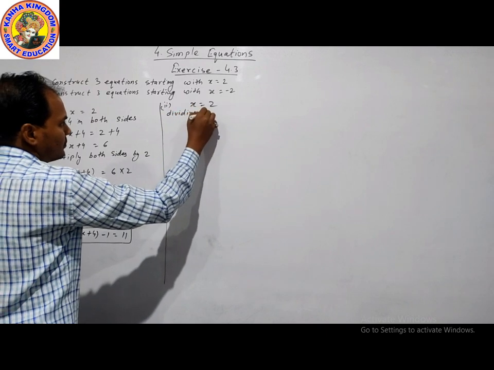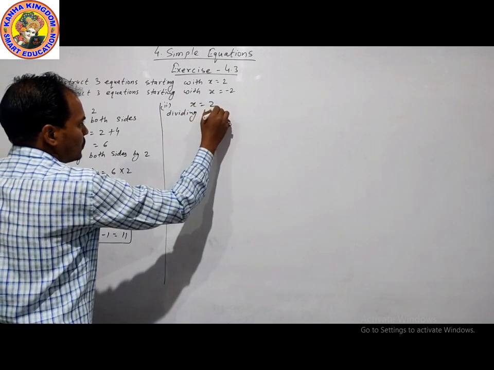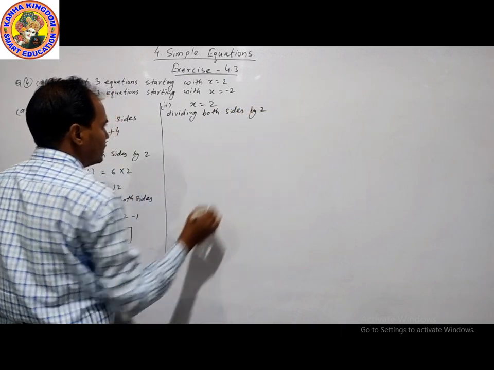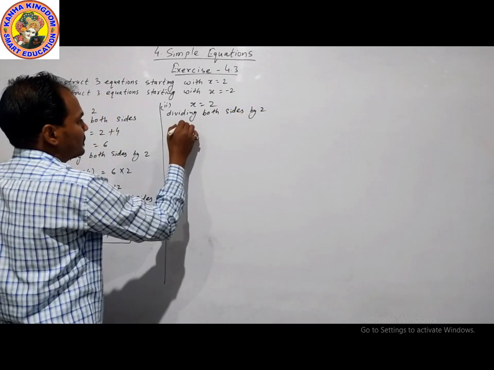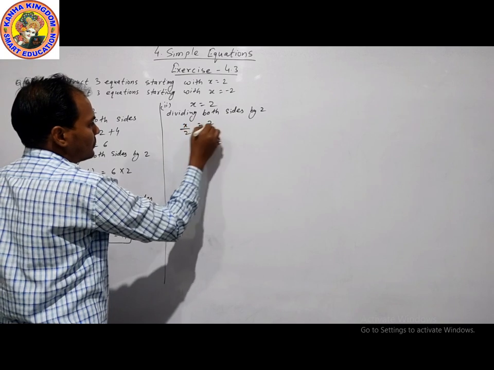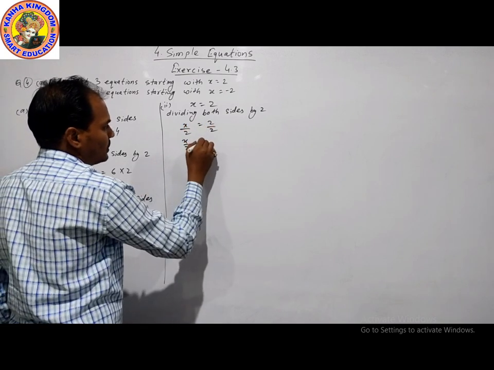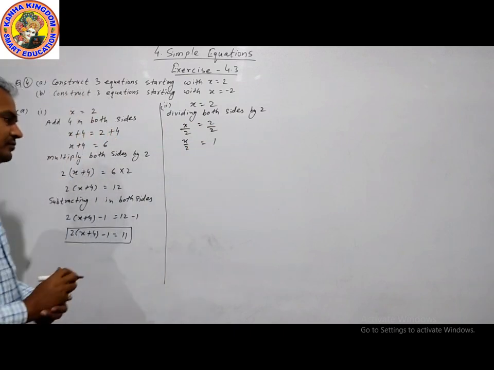Dividing both sides by 2. x is equal to 2. Now dividing by 2, then x upon 2 is equal to 1.